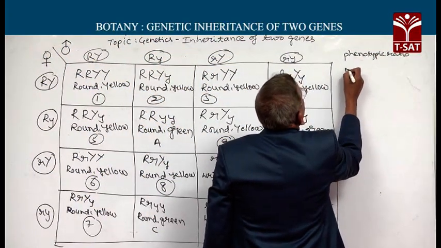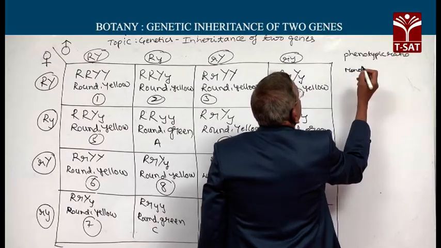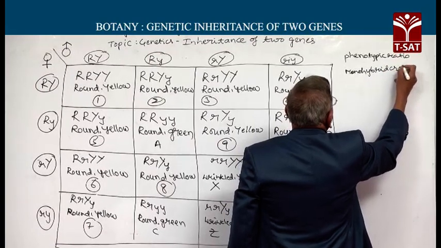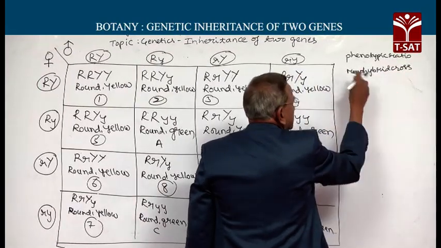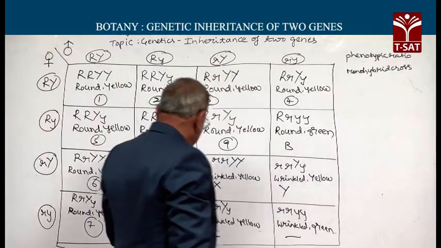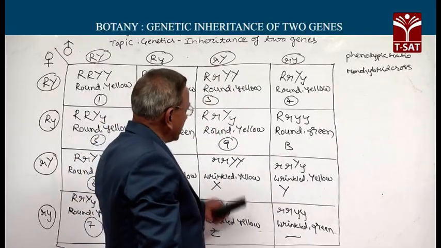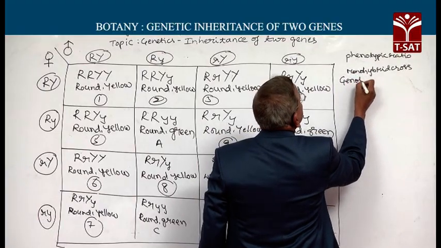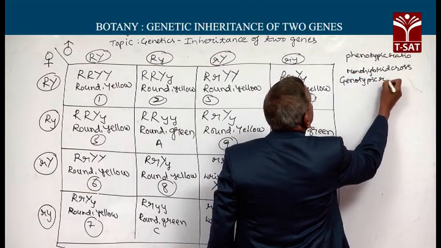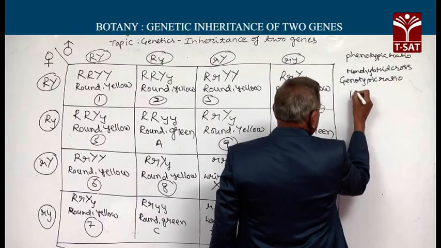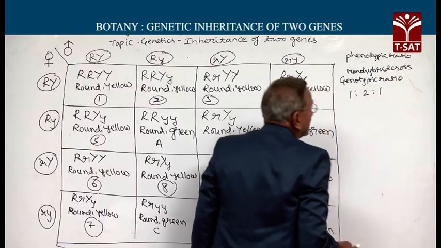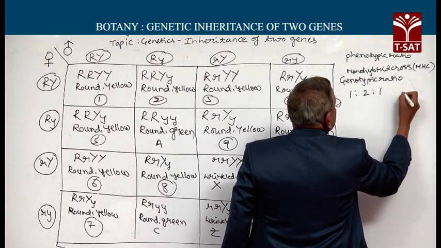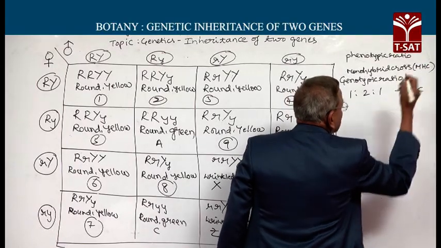The phenotypic ratio of monohybrid cross is 3:1 and we have obtained 9:3:3:1 for dihybrid cross. And the genotypic ratio is 1:2:1 for monohybrid cross. So this is for monohybrid cross.